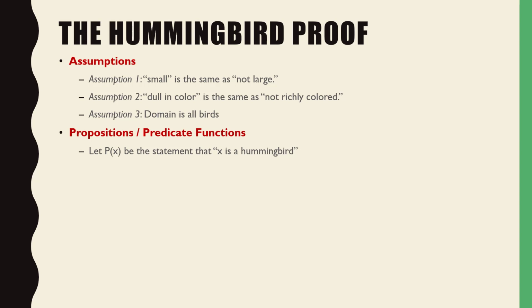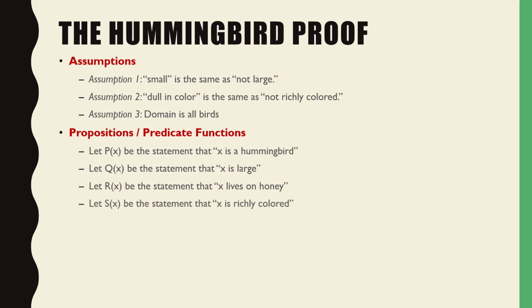Forget the variable, but just what x is what? Okay, we could have x is richly colored. What else? X is large. Okay, let's see what we got here. X is large, that's going to be our Q. Our R is, here's the one we didn't talk about, that X lives on honey, which on the previous slide we mentioned, obviously. Okay, and I think we got one more here. X is richly colored. So those are based on the original statements we had, original three premises, right? We good?